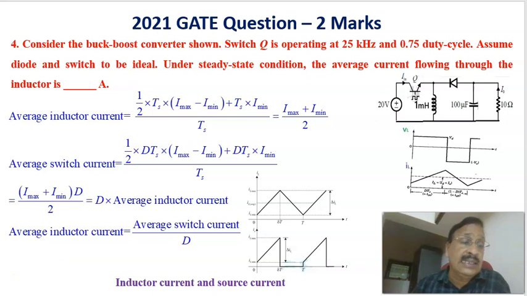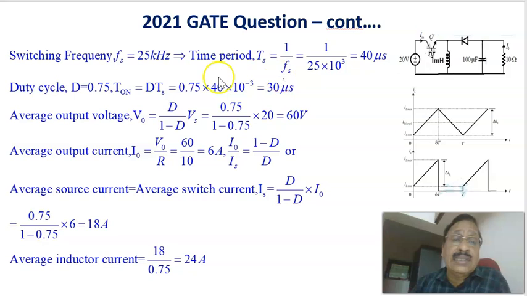Now let us see in the next slide. Continuing the same problem, the switching frequency is given as 25 kilohertz. Therefore, the time period Ts equals 1 by Fs, 1 by 25 into 10 raised to 3, or 40 microseconds. The duty cycle in the given problem is 0.75. Therefore, the on period equals D times Ts, 0.75 into 40, or 30 microseconds, and the off period is, of course, 10 microseconds.